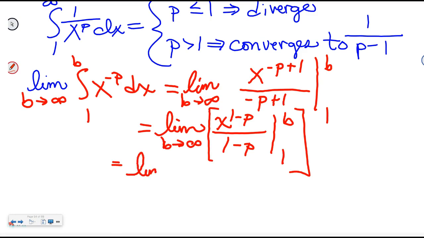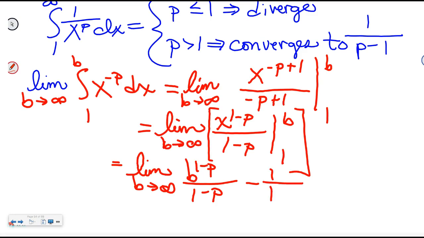So we will do the limit as b approaches infinity of b to the 1 minus p over 1 minus p. We good so far? Just a replacement. Minus, because that's what the fundamental theorem says. A 1's now going to go in for what? And what's 1 to any power? Awesome. So this would be a 1 over 1 minus p.